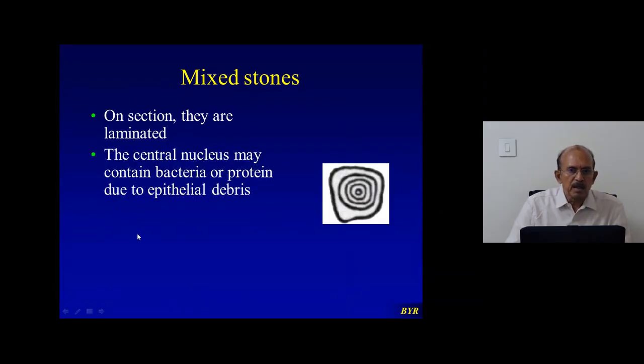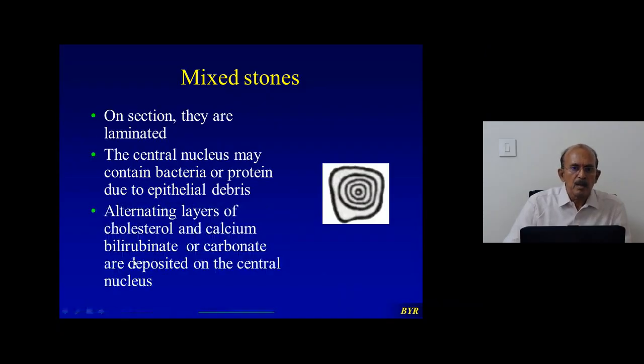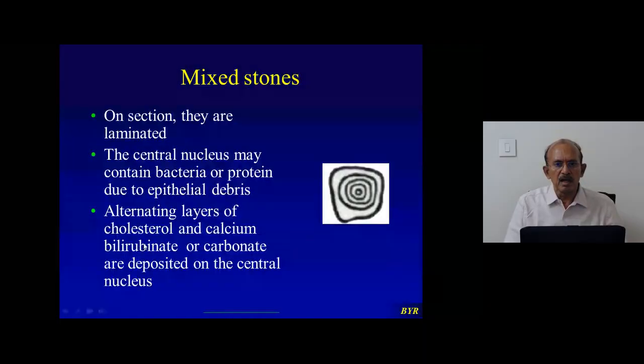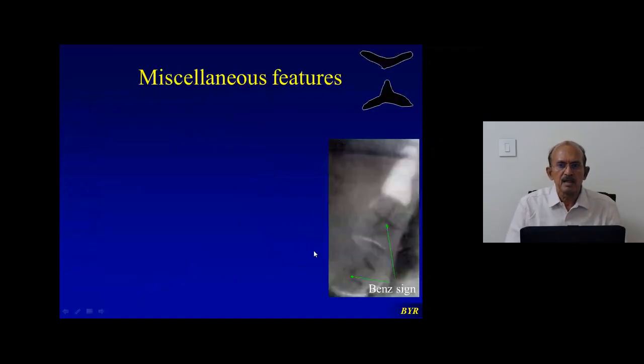The central nucleus may contain bacteria or protein due to epithelial debris. Alternate layers of cholesterol and calcium bilirubinate or carbonate are deposited on the central nucleus.